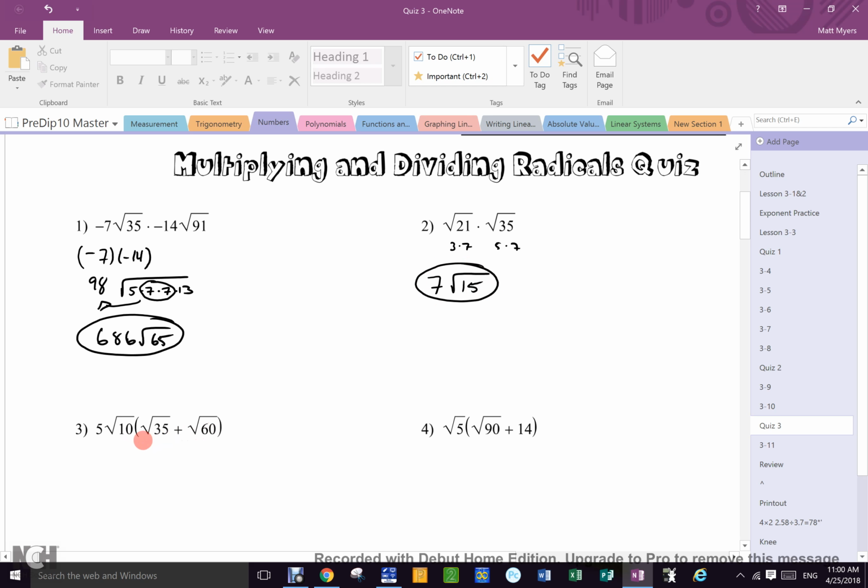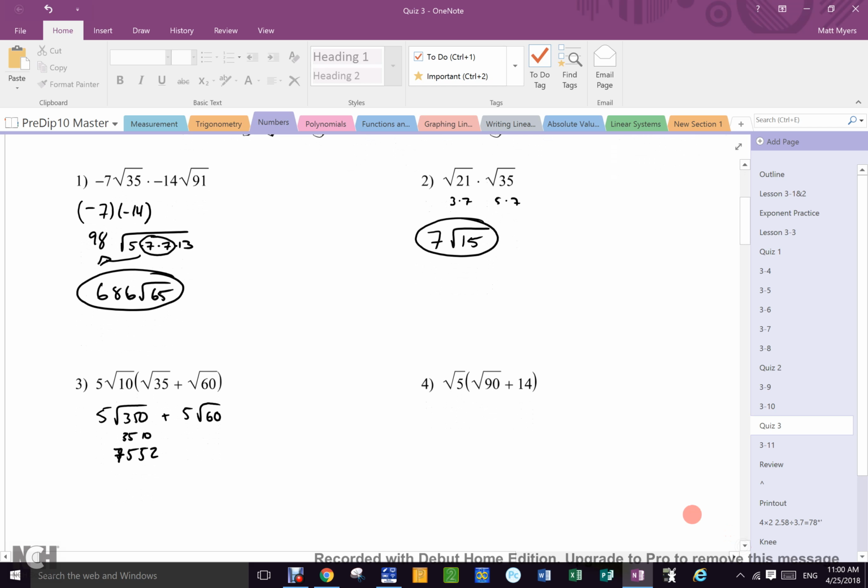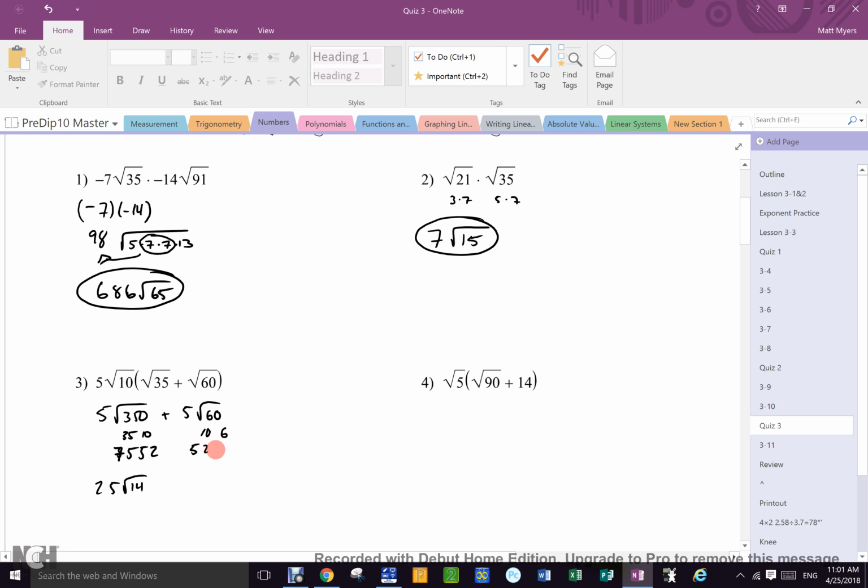Simplify anywhere you can. You can't really, so it's 5 root 350 plus 5 root 60, and then you can simplify there. That's 35 times 10, which is 7 times 5 times 5 times 2. There's your pair, 25 root 14. And 60 is, you could go 10 and 6, and 5 and 2 and 2 and 3. There's your pair. So it's plus 10 root 5 and 3 are under there, 15.